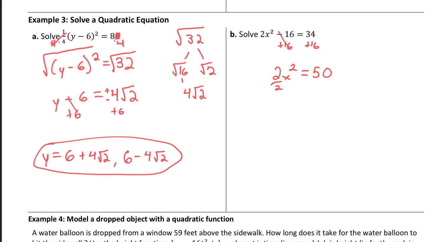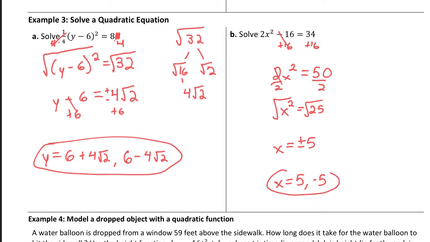Then I divide by 2. X squared equals 25. Now my final step in this is to take the square root. So x is really plus or minus 5. So my 2 solutions are 5 and negative 5. So the important thing there is to pay attention to the parentheses, pay attention to the operations to decide which steps to take.